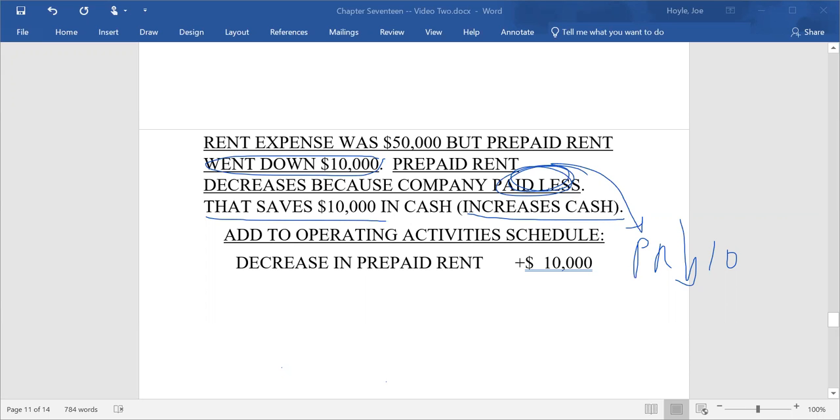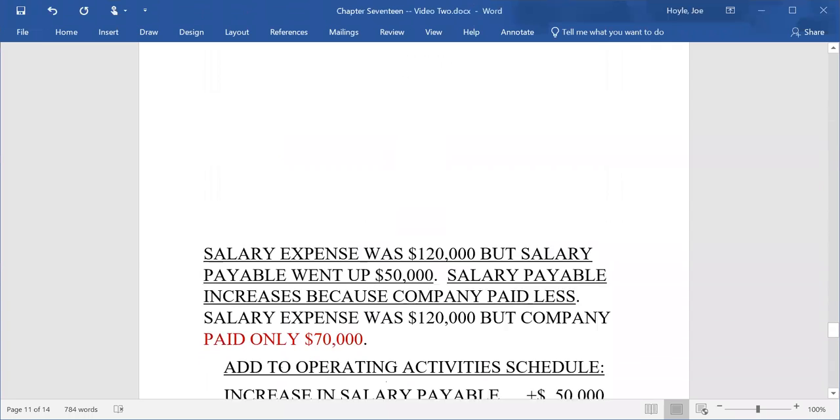So what we're going to do, and I'm not going to repeat this every time, is add to the operating activity schedule that we've been building that decrease in prepaid rent. We paid less, we saved the money, we're going to add that in. And that's the logic that you kind of develop on these things. Prepaid rent went down, I paid less. If I paid less, I have more money. And if I have more money, I need to add in the $10,000.